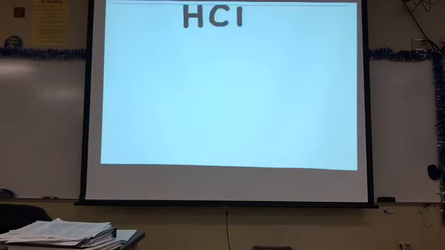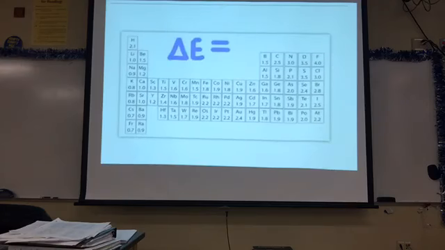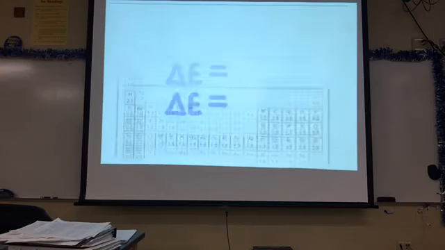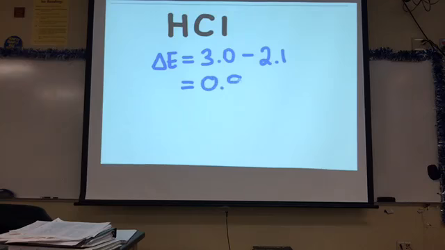Let's try this with HCl, hydrogen chloride. So when we look at the periodic table here, we can see that chlorine has a value of 3.0 and hydrogen has a value of 2.1. So let's go ahead and calculate the difference. So delta E is equal to, we'll usually take the bigger number and subtract the smaller number. But it's absolute. If you do it the other way, it doesn't matter. 0.9. Okay. But what does this mean?